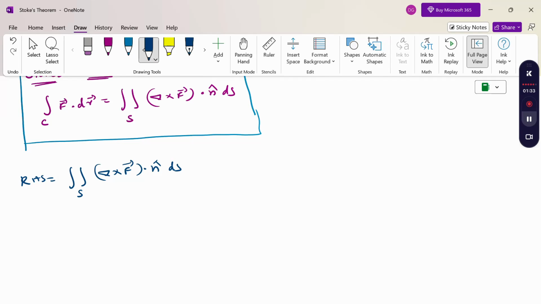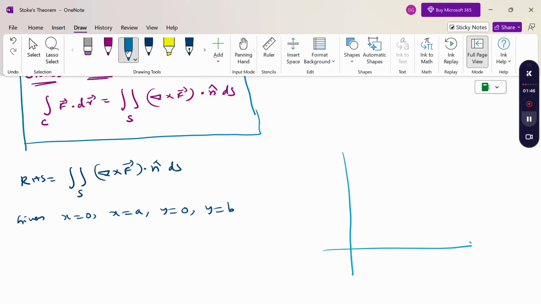Now what is the given? x = 0, x = a, y = 0, y = b. To consider, this is the x axis, y axis and the point 0. Now see, this is x = 0, the line to consider. These points are A, these points are B. Now when x = 0, the whole line.